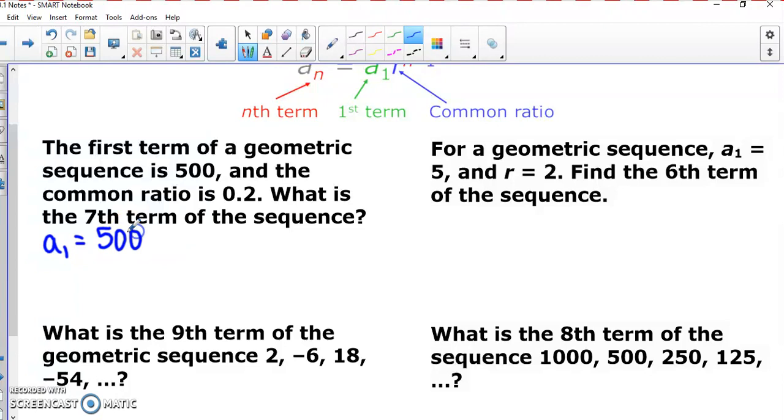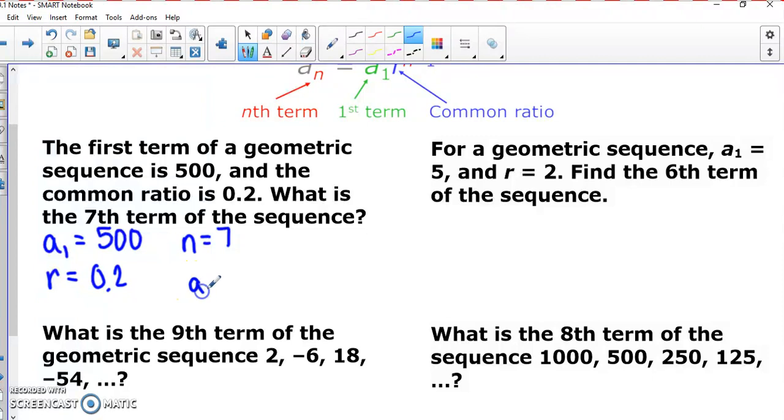That's my first term. The common ratio is 0.2, so my r value is going to be 0.2. And then we want to know the 7th term of the sequence, so that means my n value is going to be 7. So all I need to do then is just plug that into my formula.